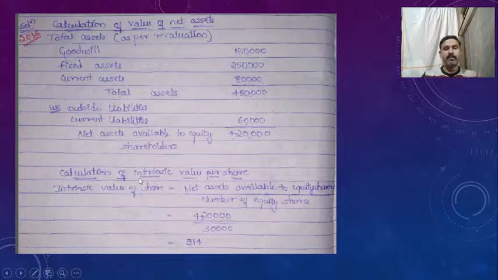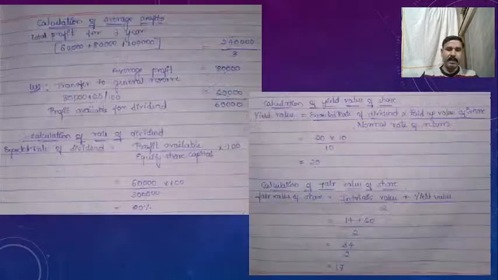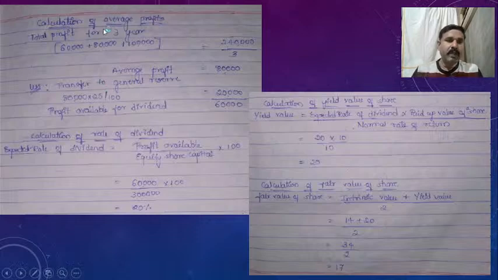The 2015 question is different and this question is different. Here they have told us to calculate the fair value of shares. Next you have to calculate the average profit, using the yield method. According to the yield method you have to calculate the share value. Calculation of average profit: total profit for 3 years is 2,40,000 divided by 3. Then average profit is 80,000, less transfer to general reserve.